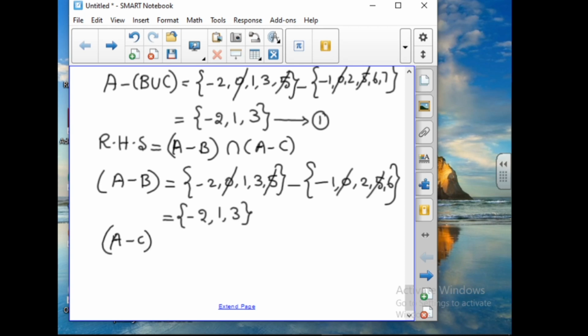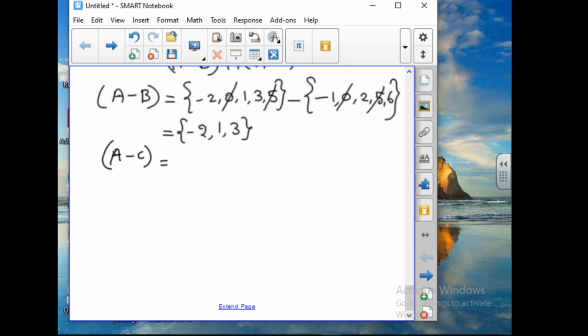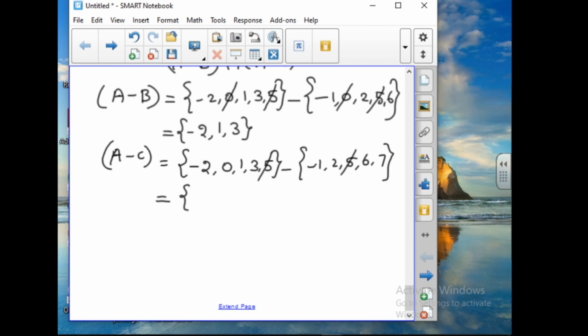Then next you have to find A difference C. So the A set is -2, 0, 1, 3, 5. Difference C set. C set is -1, 2, 5, 6, 7. So the common element is 5, that's all. So what are the remaining elements of A set? -2, 0, 1, 3.